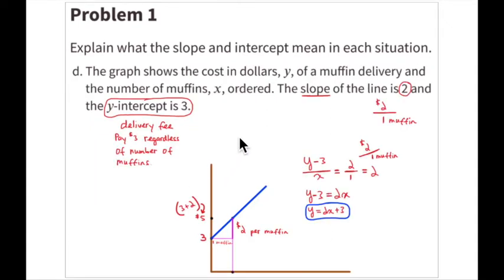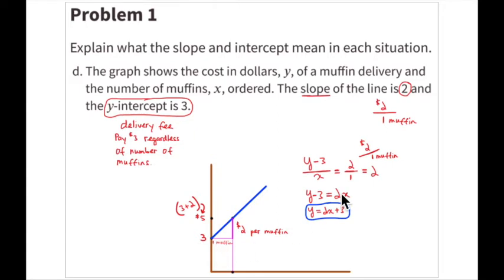And the last problem, D, is cost of muffins after or with a delivery fee. So the delivery fee is $3. So the y-intercept is 3, and the slope is 2. So you go out 1 muffin, and 1 muffin costs $2. So that's the slope, $2 per 1 muffin. And the delivery fee is $3, regardless of the number of muffins sold. So here's the delivery fee. So that's a head start. So you're starting at $3.